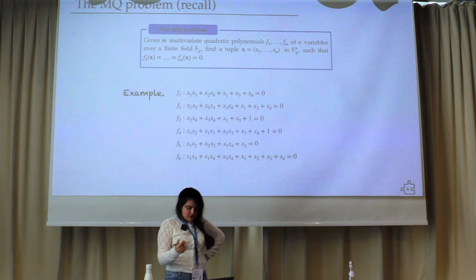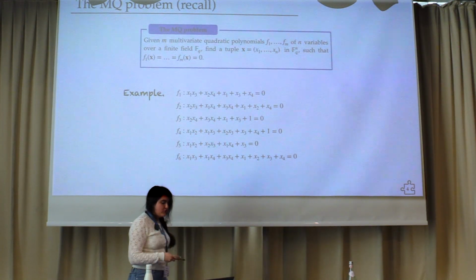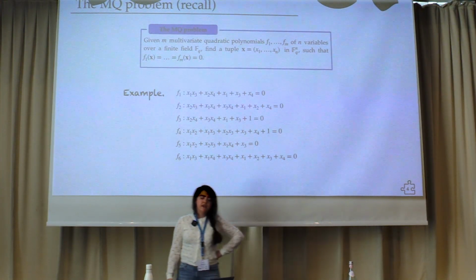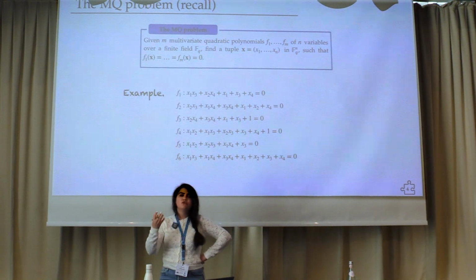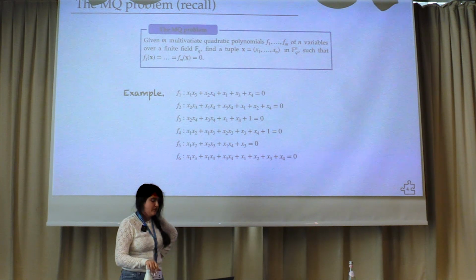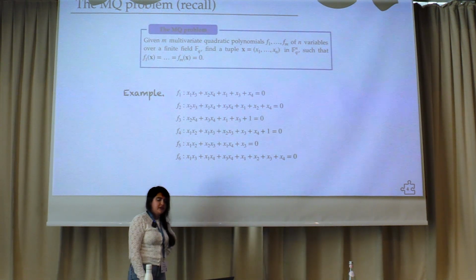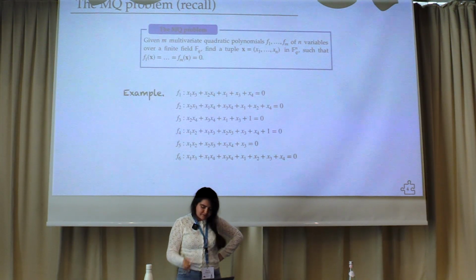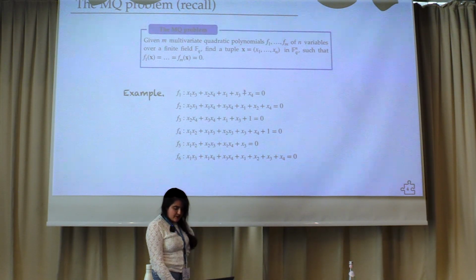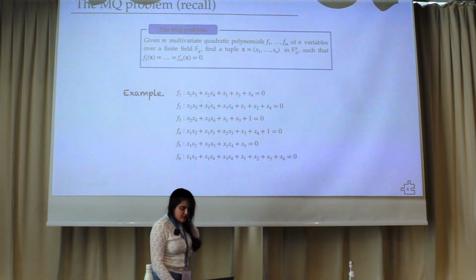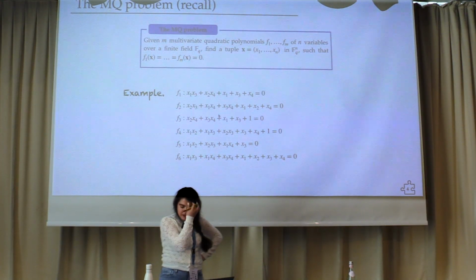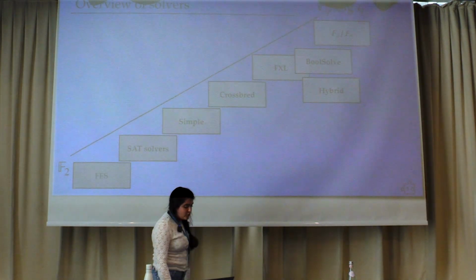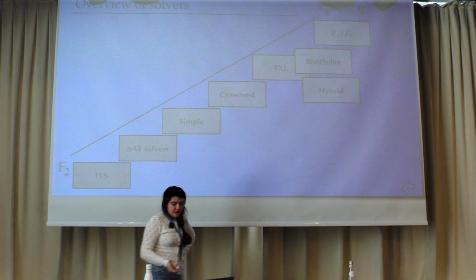Okay, so let's recall from this morning, we had this MQ problem, right? You are given m multivariate polynomials in n variables, and your goal is to find an assignment of all variables, or said differently, you need to find a tuple such that all of the polynomials vanish on it. And here is an example. This is over F2. We're going to look at examples over F2 in the beginning. So this is a concrete system. And I'm going to give an overview of different ways that you can solve this.